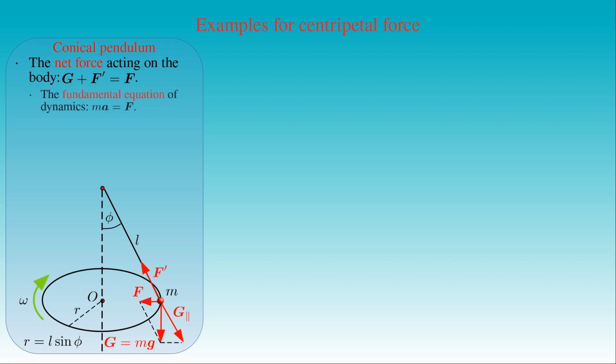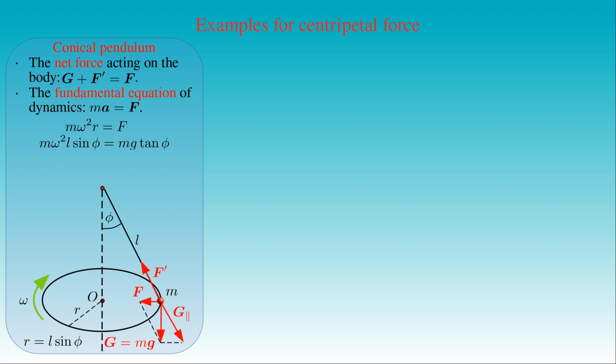The fundamental equation of dynamics states that the mass m of the body times its centripetal acceleration a is equal to the net force F acting on it. Then we can state that the mass m times the magnitude of the centripetal acceleration given by omega squared times the radius r of the circle is equal to the magnitude of the centripetal force F. Since we can obtain the magnitude of the force F from the trigonometric relation between F and the weight G, we write that the mass m times omega squared times the length L times sine phi is equal to the mass m times the magnitude of the gravitational acceleration g, times the tangent of the angle phi.